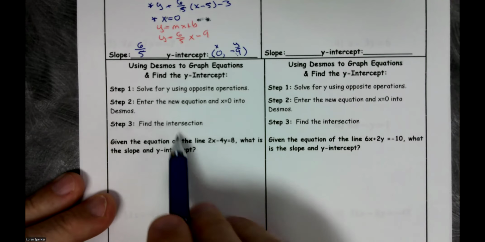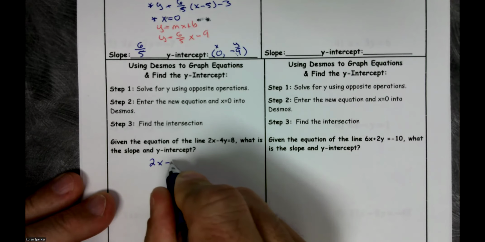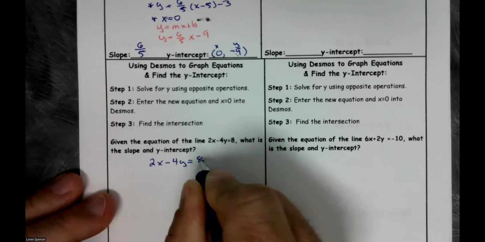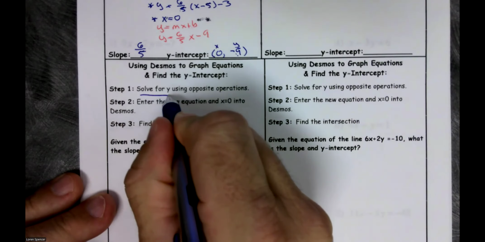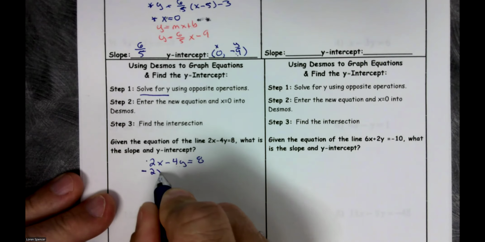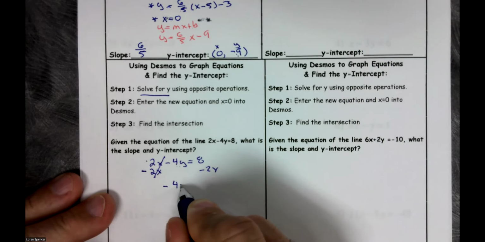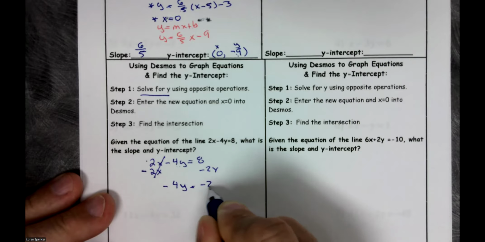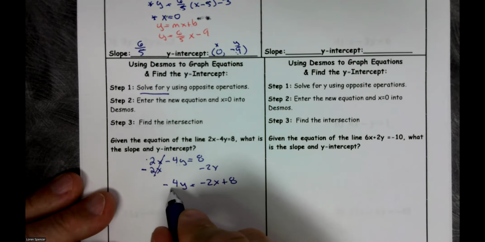Okay, again, we're going to solve for y, but we're no longer in a pretty format. So I have 2x minus 4y equals 8. Well, I need to get the y by itself. So I'm solving for y. So I need to move this 2x. Well, this is a plus 2x. I'm going to have to do opposite operations, which is minus 2x. This goes away. And now I have negative 4y equals negative 2x. And that's a positive 8. Because I can't combine those together. They're not like terms. Then I'm going to divide both sides by negative 4 because I want the y by itself.